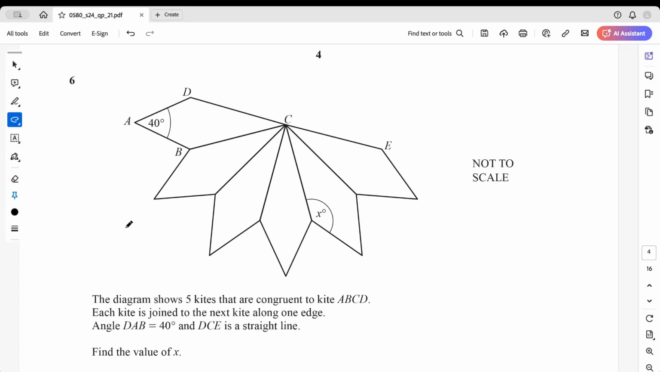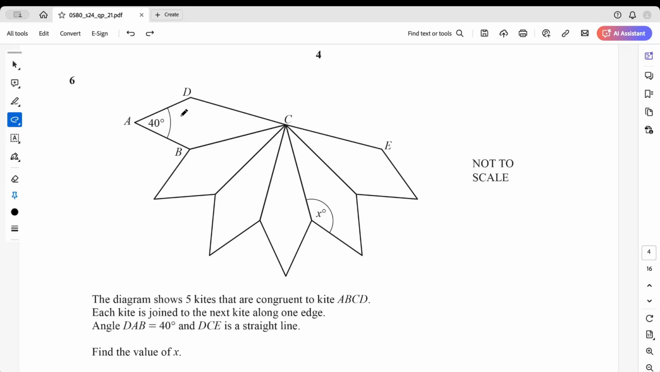Question number 6. The diagram shows 5 kites that are congruent to kite ABCD. Each kite is joined to the next along one edge. Angle DAB is 40 as shown here. And DCE is a straight line. So this right here, that is a straight line.